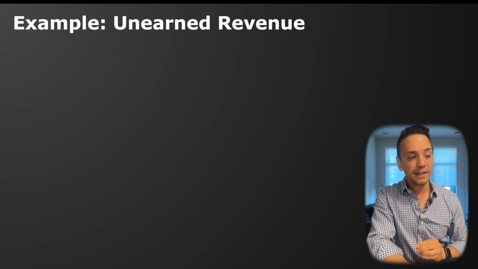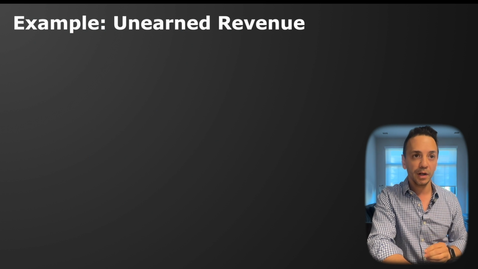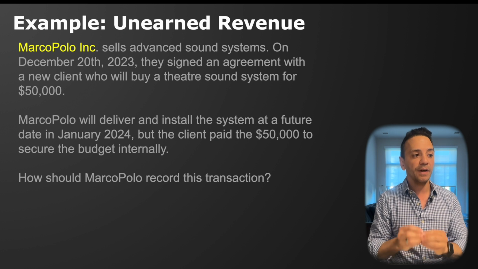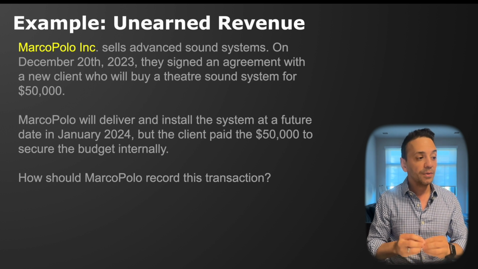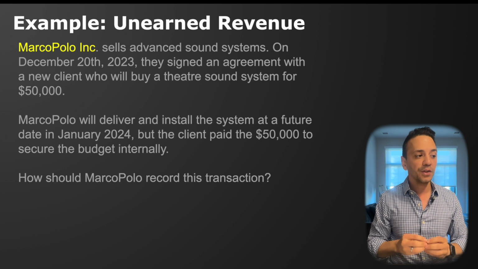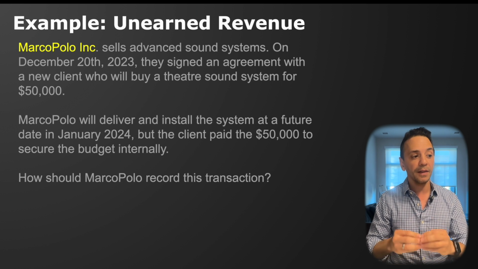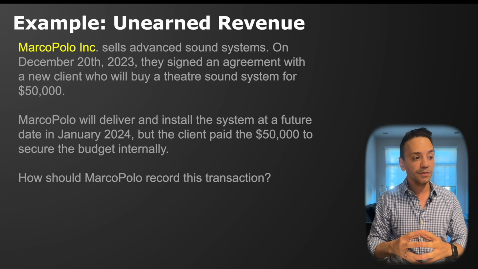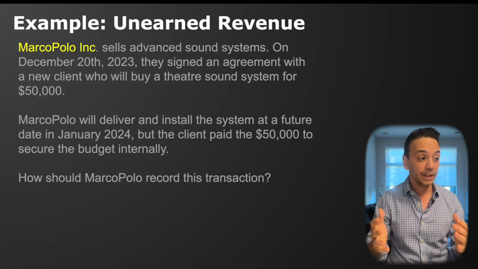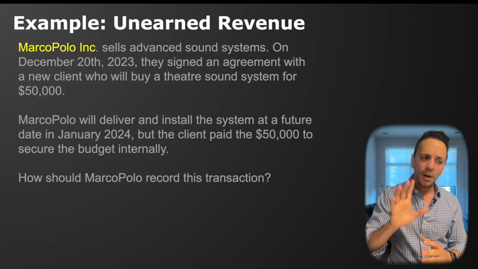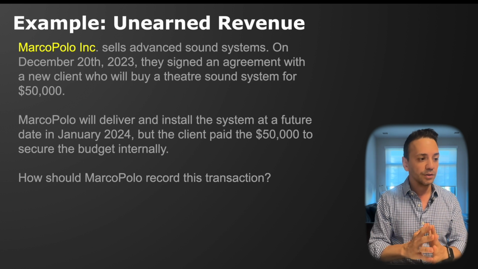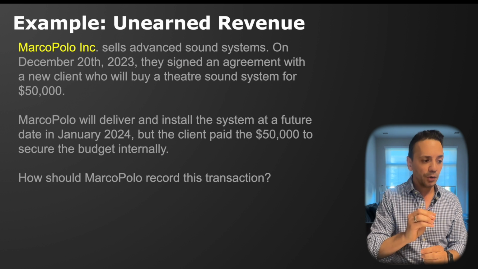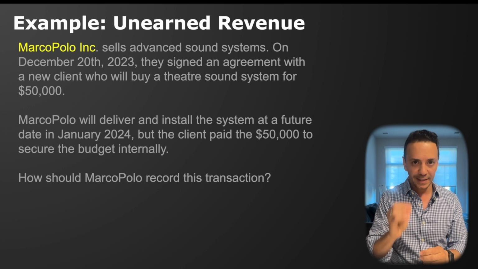Now, let's look at an example of unearned revenue so that we can understand it a little bit better. Marco Polo Incorporated sells advanced sound systems. On December 20th, 2023, they signed an agreement with a new client who will buy a theater sound system for $50,000. Marco Polo will deliver and install the system at a future date in January 2024. But the client paid the $50,000 to secure the budget internally. How should Marco Polo record this transaction?